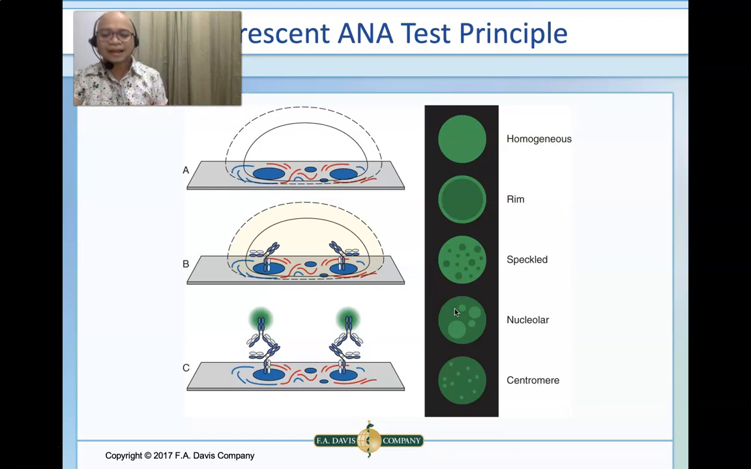Okay. Now the autoantibody anti-centromere, the antigen is the chromosome centromere. So the immunofluorescent pattern here is discrete speckled, and it is actually associated with the CREST syndrome. Okay, so these are the different immunofluorescent patterns and the disease associations with the fluorescent ANA.